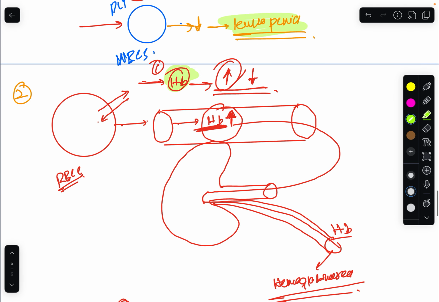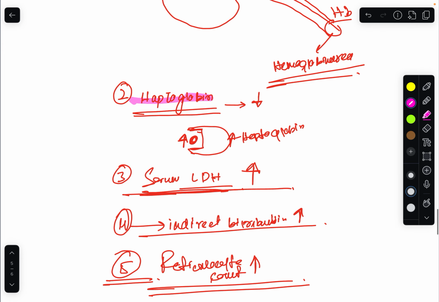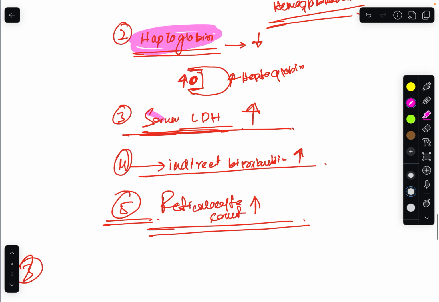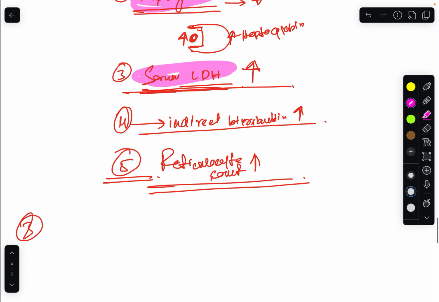All these are the markers of hemolysis. Let me write here investigations which indicate hemolysis. Hemoglobin, then haptoglobin, then serum LDH, indirect bilirubin, and reticulocyte count. These are 5 markers of hemolysis.